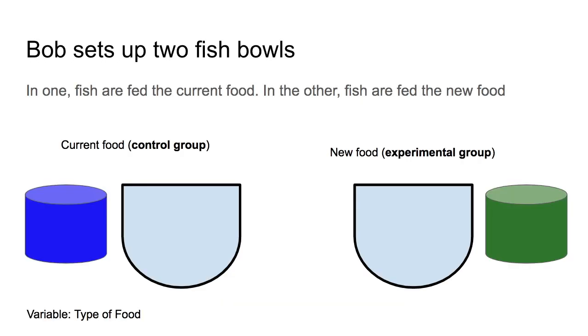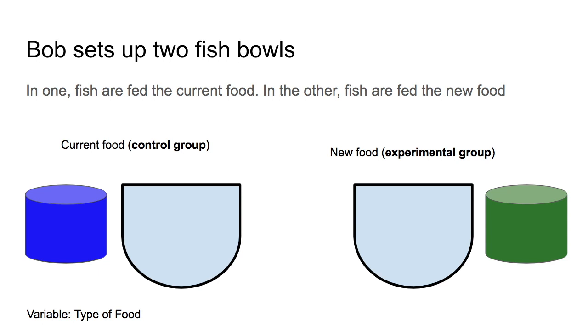Bob sets up 2 fish bowls. In one bowl, fish are fed the regular food. That bowl is going to be called the control group. In the other, fish are fed the new food. That bowl will be the experimental group. In this case, the current food is the control group because that's the food that Bob already feeds his fish. So in theory, he should already know what's going to happen to that bowl. The experimental group, the new food, is what he wants to find out about. That's the one he's really testing.